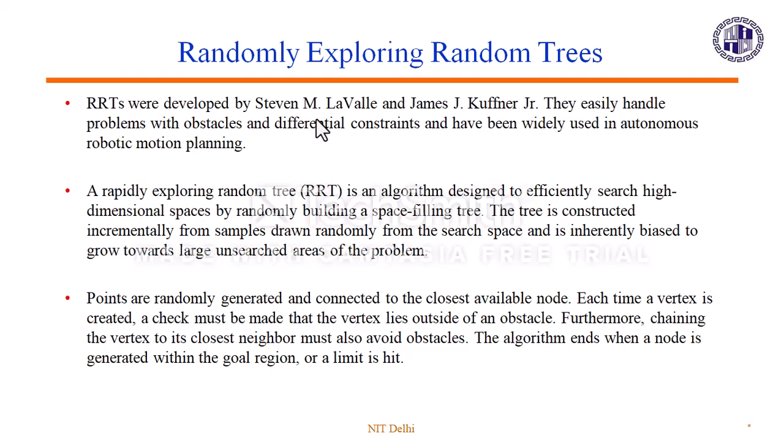The tree is constructed incrementally from samples drawn randomly from the search space and is inherently biased to grow towards large unsearched areas of the problem. Points are randomly generated and connected to the closest available node. Each time a vertex is created, a check must be made that the vertex lies outside of an obstacle. Furthermore, chaining the vertex to its closest neighbor must also avoid obstacles. The algorithm ends when a node is generated within the goal region or a limit is hit.